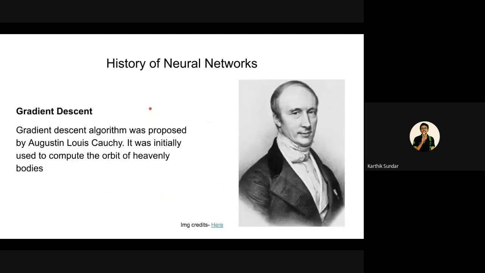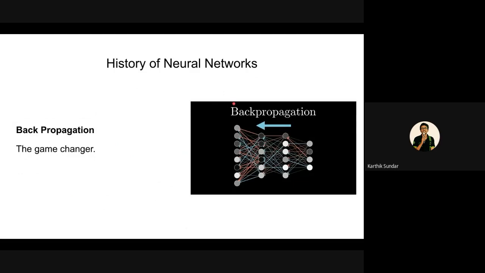They combined gradient descent and neural networks to come up with an algorithm called backpropagation, and this was the game changer in neural networks. There's a slight caveat, let me come to that. Once backpropagation was found, people were happy that they would be able to train a neural network.